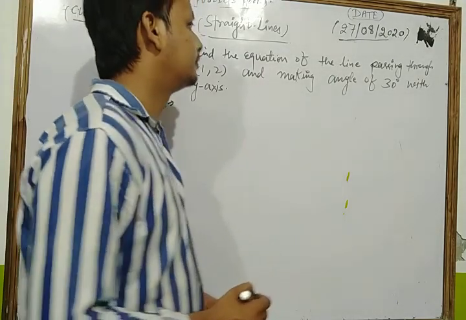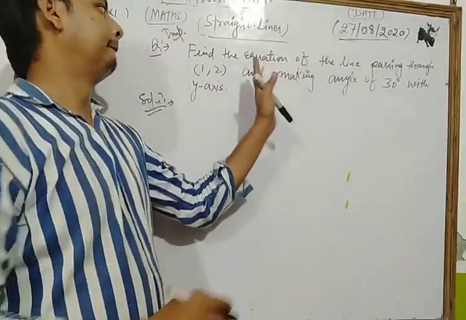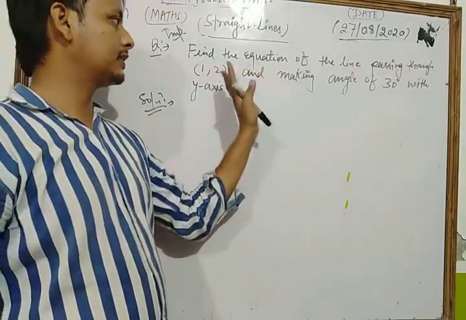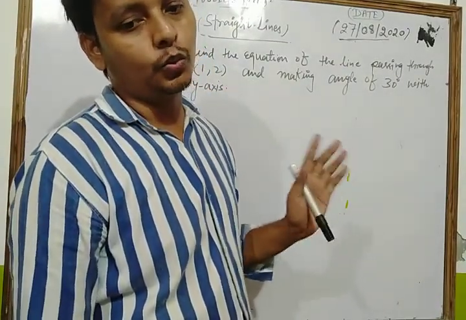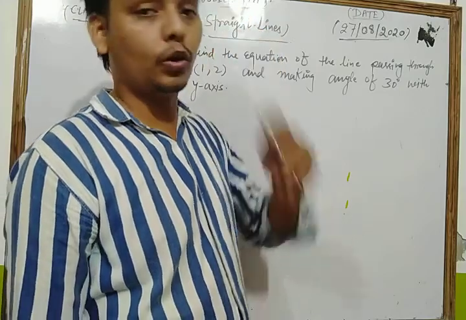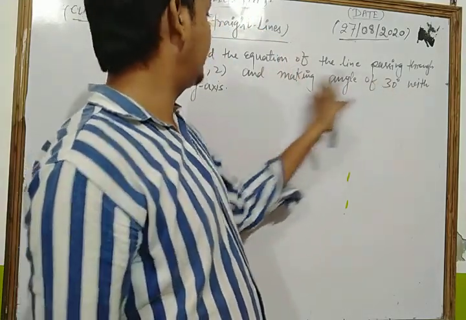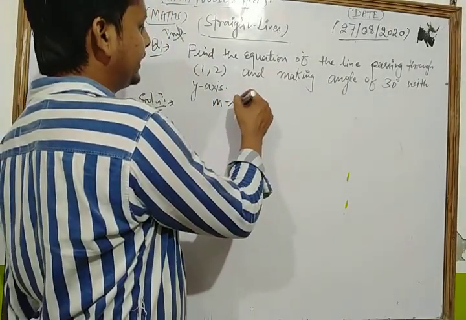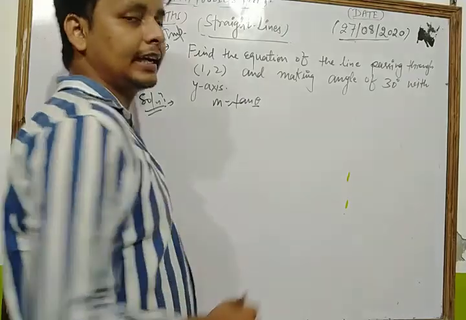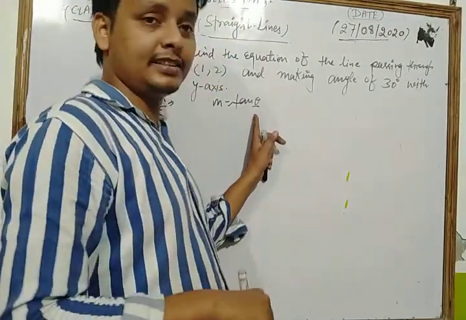Dear students, in that question we need to find the equation of a line passing through the point. The required point is clear, (1, 2). And the line makes an angle theta with the y axis. If we apply m is equal to tan theta, you know that very well, here theta is the angle the line makes with the x axis.